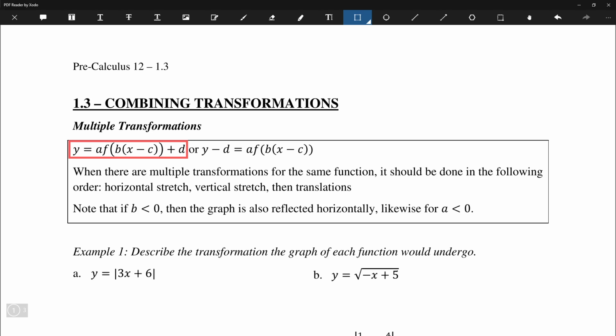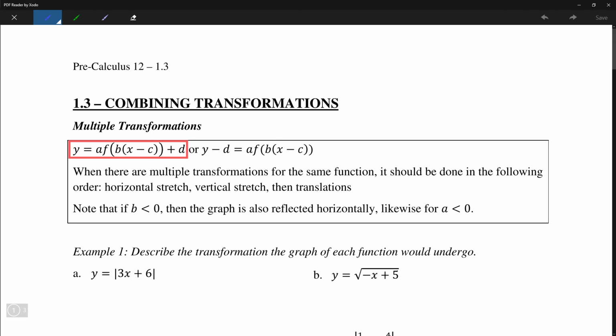A is for vertical stretches, B is for horizontal stretches, C is for horizontal translations, and D is for vertical translations. Notice that if B is less than 0, then there's also a horizontal reflection. Likewise, if A is less than 0, then there's a vertical reflection as well.